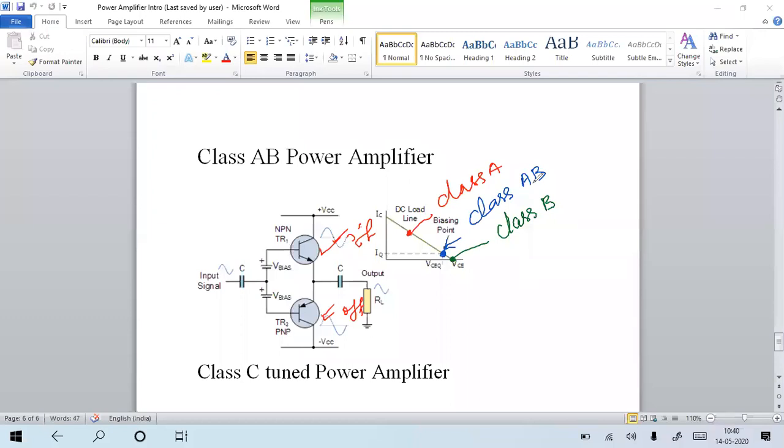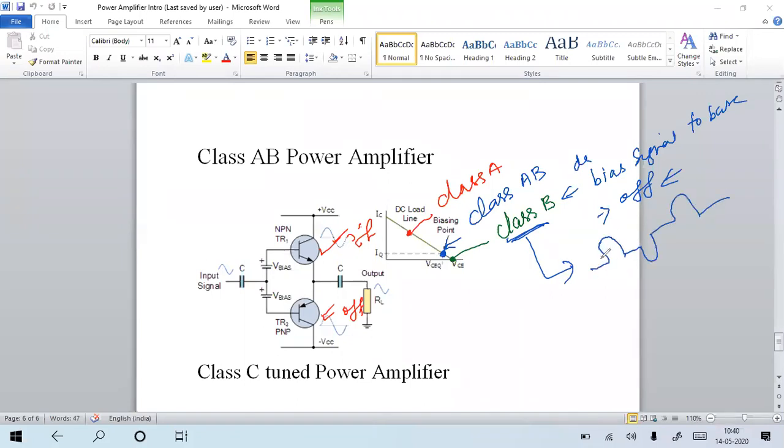What is class B? In class B, we do not provide any DC bias signal to the base, right? That is why the transistor was maintained in the off state, correct? But for that, only half of the portions were retained, and the remaining half is completely clipped off. But class AB is not like that. Because of class B, we get the crossover distortion because of the nonlinear behavior of the transistor, because the transistor will not turn on immediately as soon as you give the input. That is why it does not provide the complete sinusoidal output.